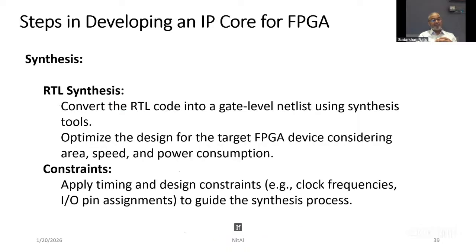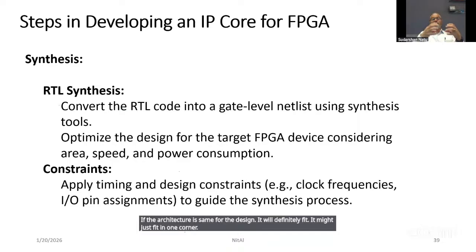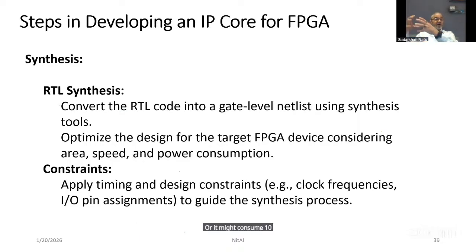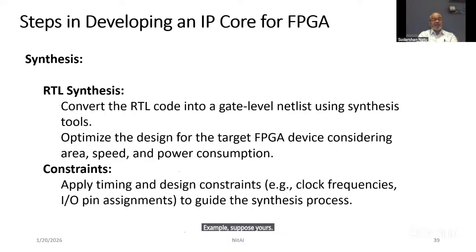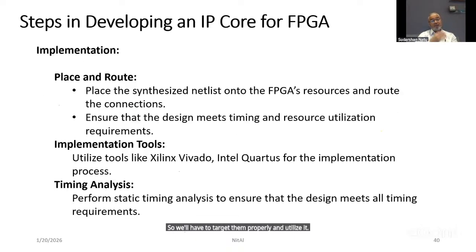If the architecture is the same for the design, it will definitely fit. It might just fit in one corner, or it might consume 10%, 20% or 100% depending on the size of that particular FPGA, right? Then what are the timing constraints available? For example, suppose your speed requirement is very high, then you will not be able to support low speed FPGAs. So you will have to target them properly and utilize it. Then implementation methodology, place and route, implementation tools, Xilinx Vivado, Intel Quartus, timing analysis, so that your entire RTL design flow remains the same. There is no difference.